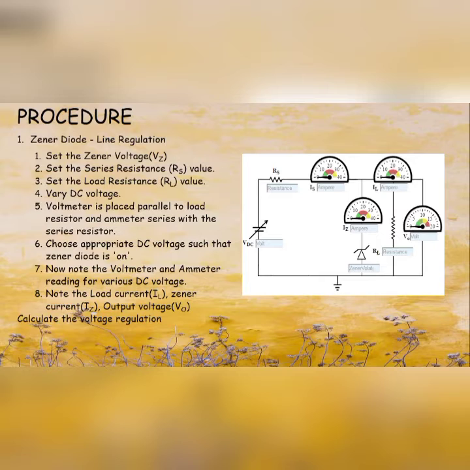So this is the apparatus for this experiment. First, for the line regulation, set the zener voltage, set the series resistance value, set the load resistance value, and vary the DC voltage. The voltmeter is placed parallel to the load resistor and the ammeter in series with the series resistor. Choose an appropriate DC voltage such that the zener diode is on. Now note the voltmeter and ammeter readings for various DC voltages. Note the load current, zener current, and output voltage, and calculate the voltage regulation.